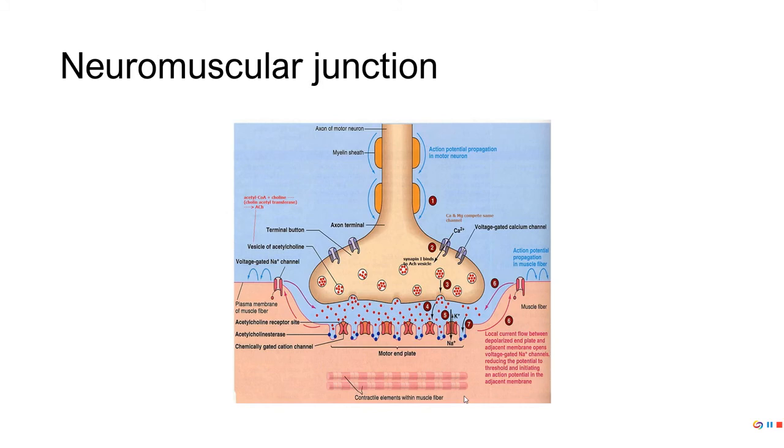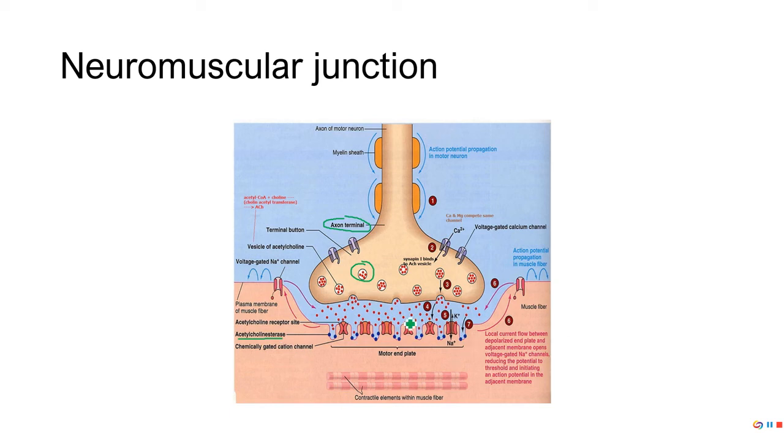Okay, so if we look here, we've got a neuromuscular junction, and there's a lot of things going on here that are important to know. So we've got the axon terminal, which is the end of the neuron. We've got these vesicles, okay? The little dots are the acetylcholine. We've got these enzymes called acetylcholinesterase, which is an enzyme that breaks down acetylcholine, okay? And we've got our muscle cell.